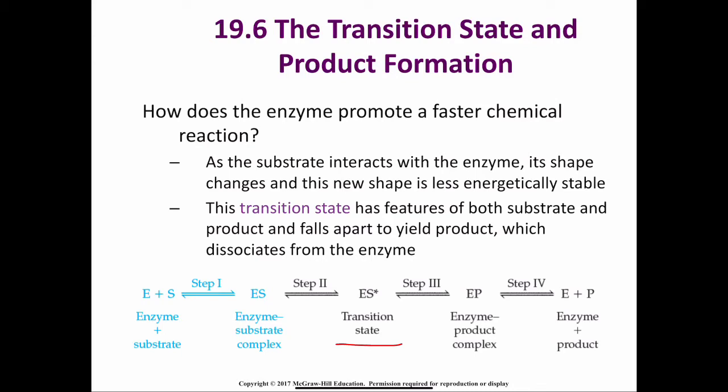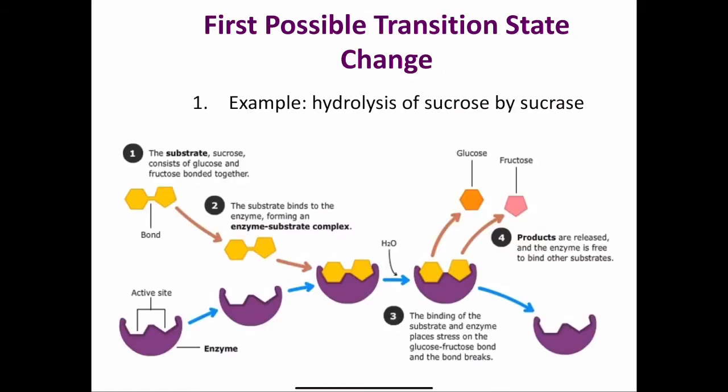Notice that in all of these reactions shown down here at the bottom, the enzyme is completely unchanged throughout the entire sequence. What kind of transition state changes could occur in the substrate that would make the reaction proceed more rapidly? The enzyme might put a stress on a bond and thereby promote bond breakage, as in the example of sucrase shown here. The enzyme catalyzes the hydrolysis of sucrose into glucose and fructose.